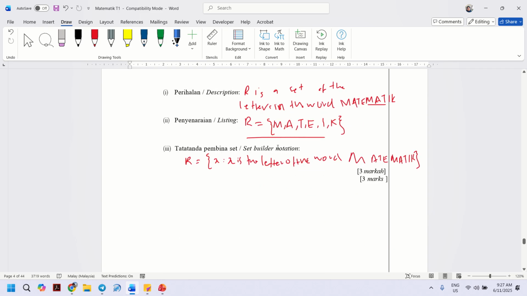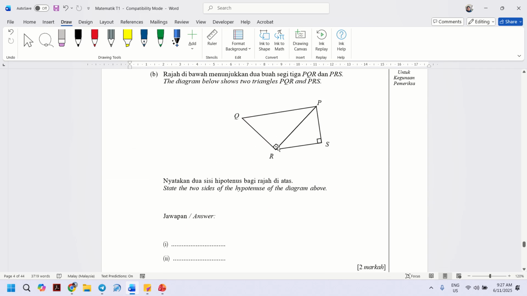Okay, next. The diagram below shows two triangles, PQR and PRS, both are right angle triangles. State the two sides of the hypotenuse, and this one is easy. The hypotenuse is always opposite the 90 degrees. So the first one is PQ, and the other one is PR. So this is the easiest question ever.